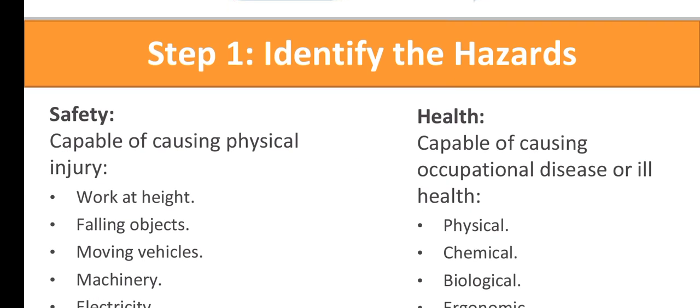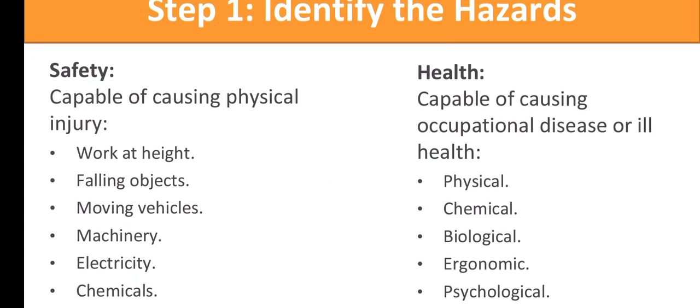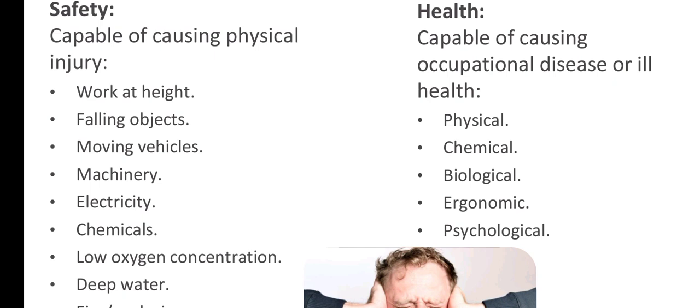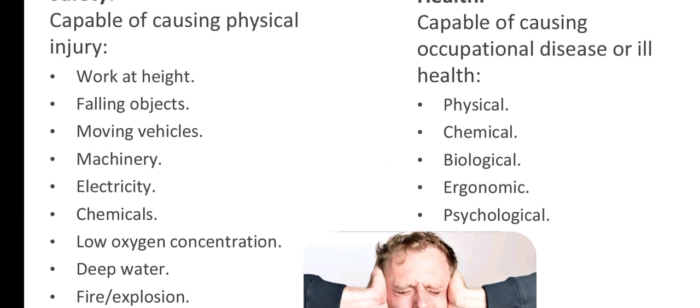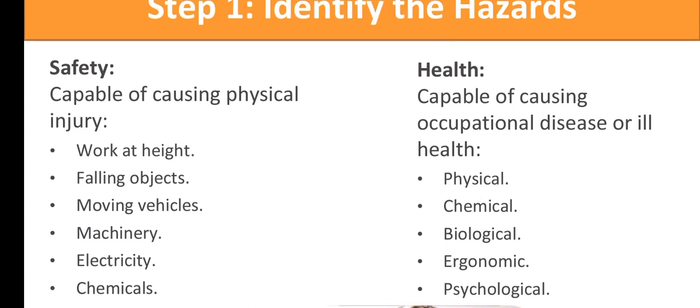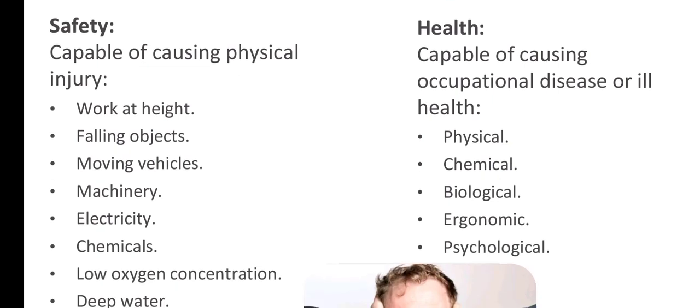So these are working at height, falling objects, moving vehicles, machinery, electricity, chemicals, low oxygen concentration, deep water, fires, explosion and animals. These are the safety hazards. And the other one is the health hazards, capable of causing occupational disease or ill health, that is physical, chemical, biological, ergonomic, and psychological.